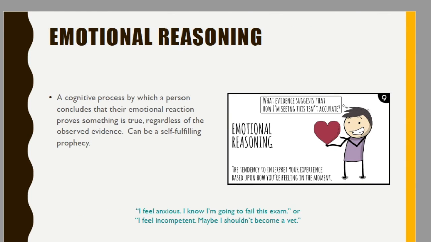Emotional reasoning. A cognitive process by which a person concludes that their emotional reaction proves something is true, regardless of the observed evidence. Can be self-fulfilling prophecy. I feel anxious. I know I'm going to fail this test. Or I feel incompetent. Maybe I shouldn't be able to do this thing. So, emotional reasoning is the tendency to interpret your experience based on how you're feeling in the moment. So, again, a question that would be asked if you want to see if this is going on, what evidence suggests how I am seeing this isn't accurate? So, we're looking for evidence.